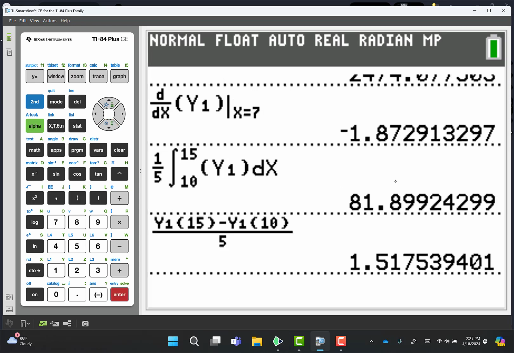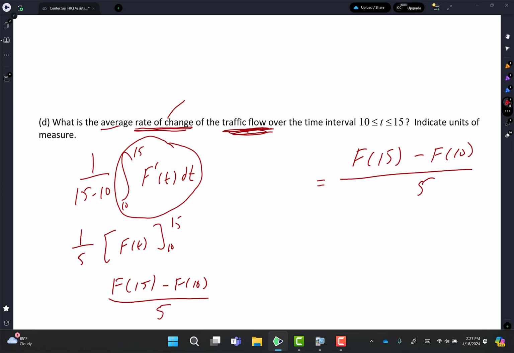What'd you guys get? 1.5175. Indicate units of measure. Yep. The F is cars per minute, and you're dividing by minute. So cars per minute per minute. Yeah, you can write cars per minute squared. Does that make sense?